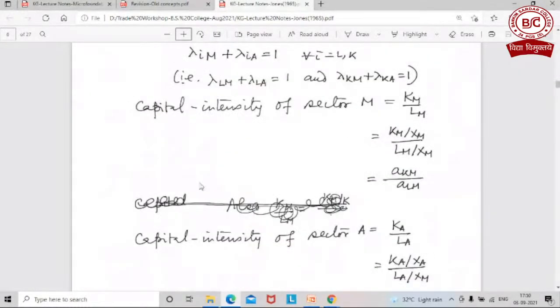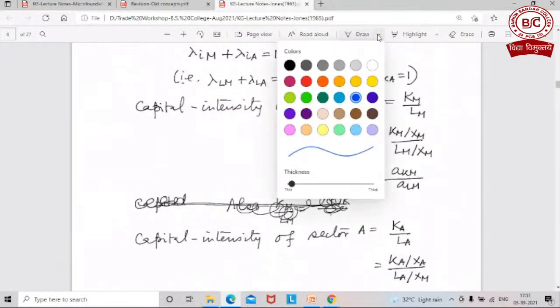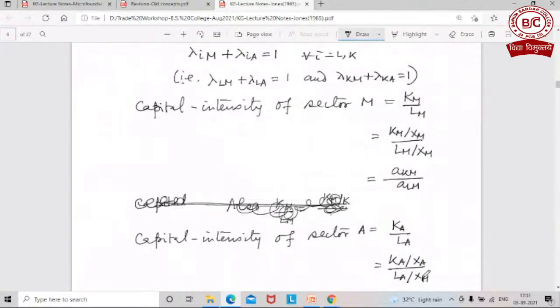I shall just show you the capital intensity condition. The capital intensity condition for sector M is KM by LM. I can write it this way: this is KM divided by XM, and this is LM divided by XM. I can deliberately divide by XM, and call it AKM by ALM. Can I not call the capital labor ratio AKM by ALM? Similarly, just one thing I want to change here. This is a correction. I should call it A. Just see here.